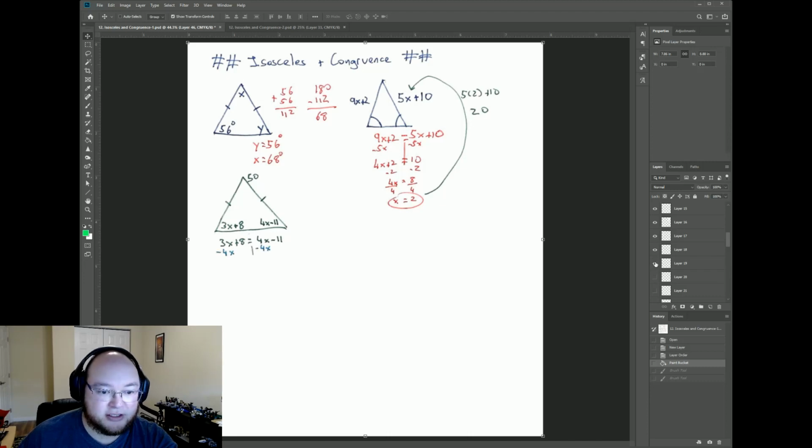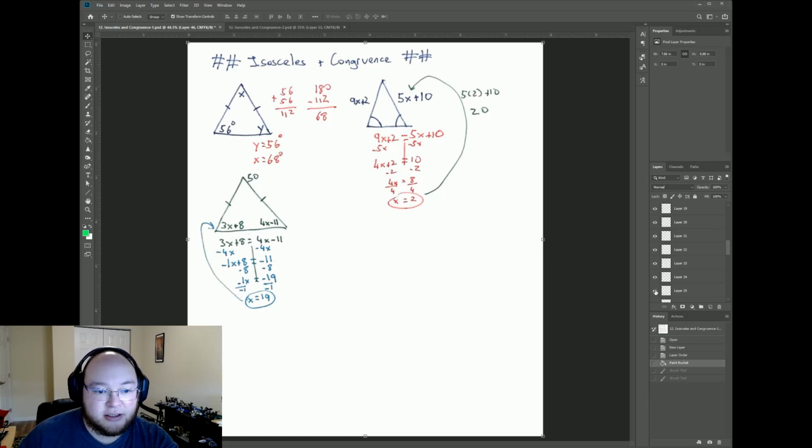Subtract 4x from both sides. Negative 1x plus 8 equals minus 11. And I did it differently this time just so you can see that it doesn't matter which x you move. I just like to avoid negatives. Subtract 8 from both sides. You get negative 1x equals negative 19. Divide by negative 1. x equals 19.